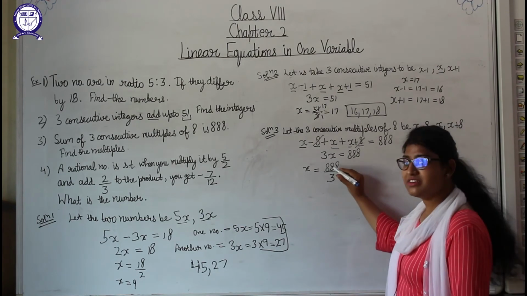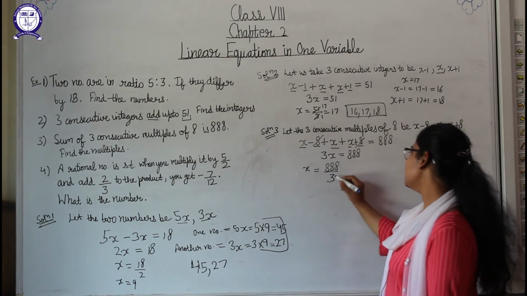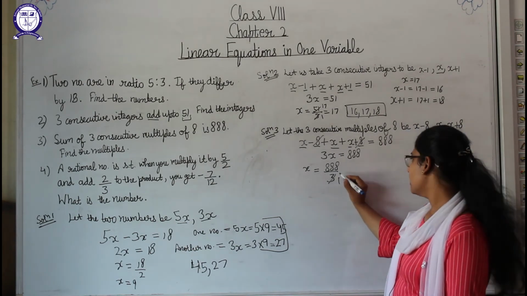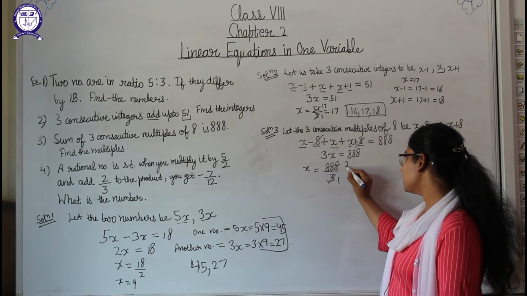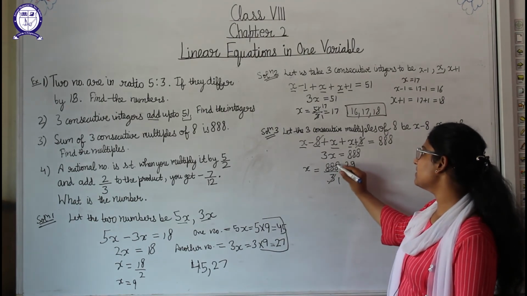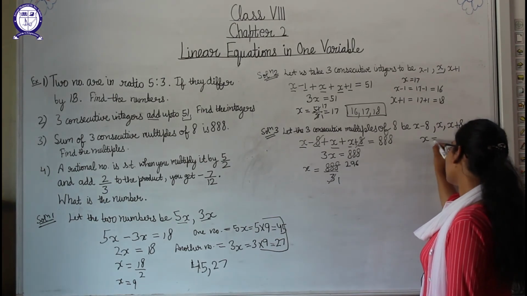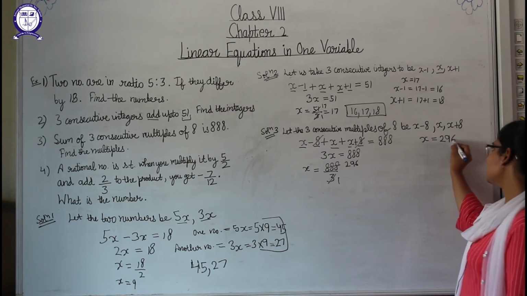8 plus 8 gives us 24, and 24 is a multiple of 3, which means it can be divided. So 3 ones is 3. Here 3 twos will give us 6. Now it will become 28. So 3 nines will be 27. Then 3 sixes will be 18. So the value of x is equal to 296.